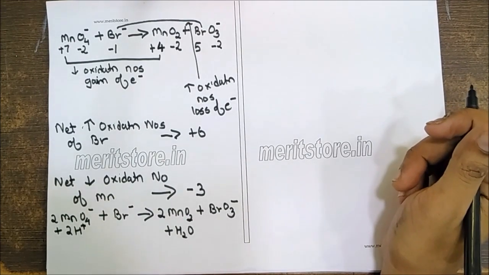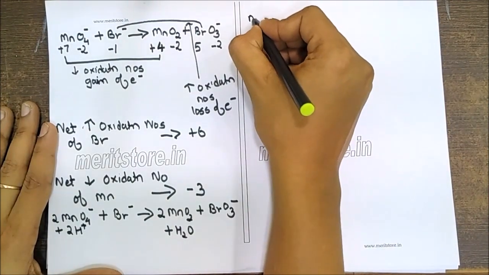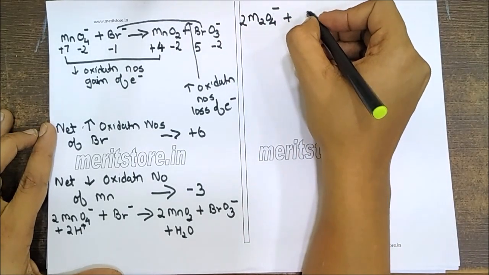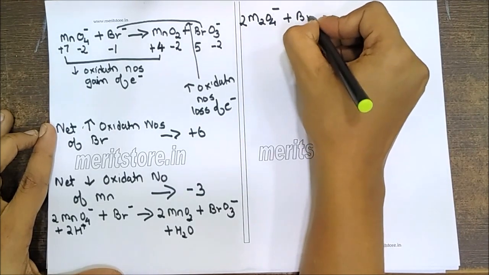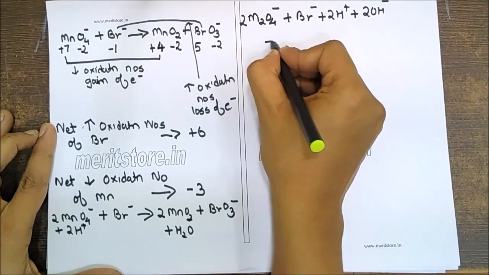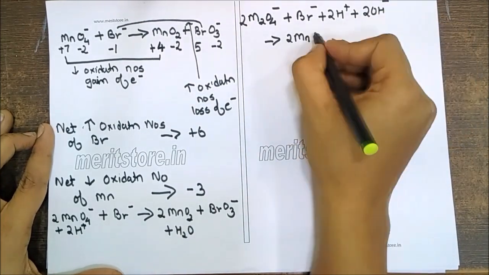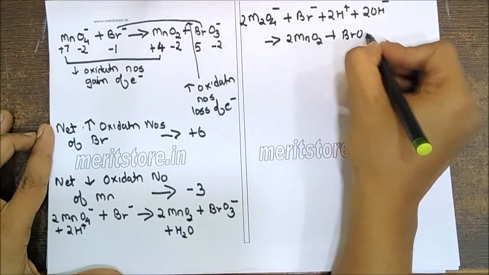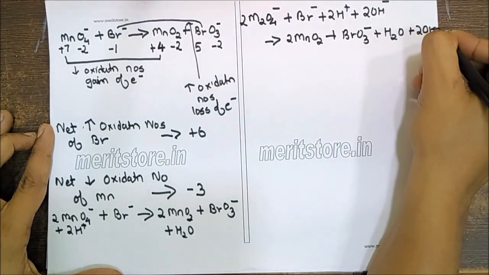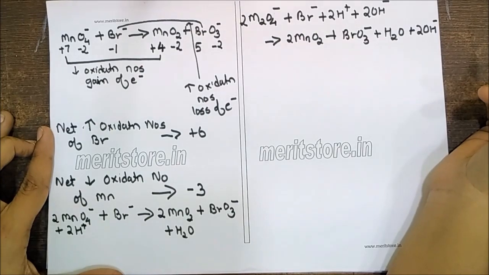So what I am going to do is, I am going to add 2 OH minus ions as well. Now if I add 2 OH minus ions on the left hand side, I will have to do the same on the right hand side. The rule also says that H plus and OH minus ions will combine together to give us water molecule.